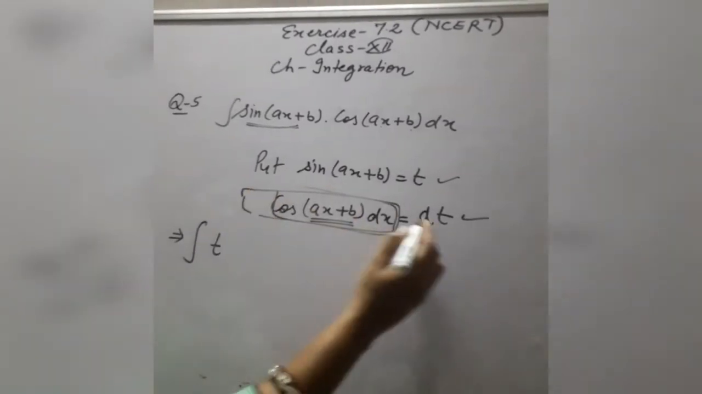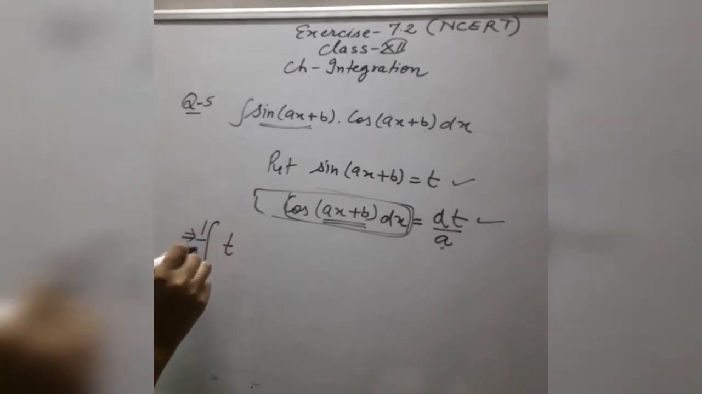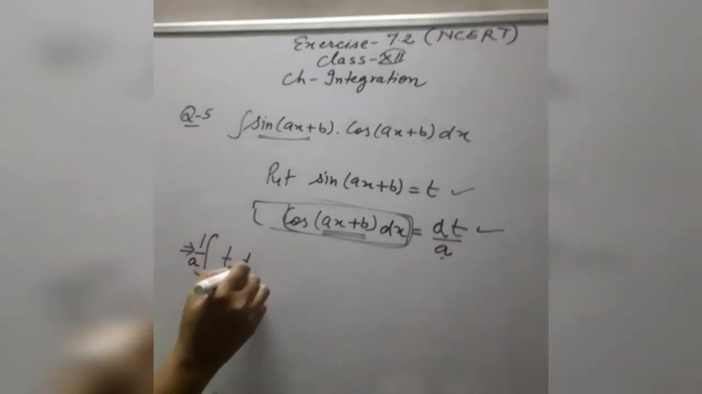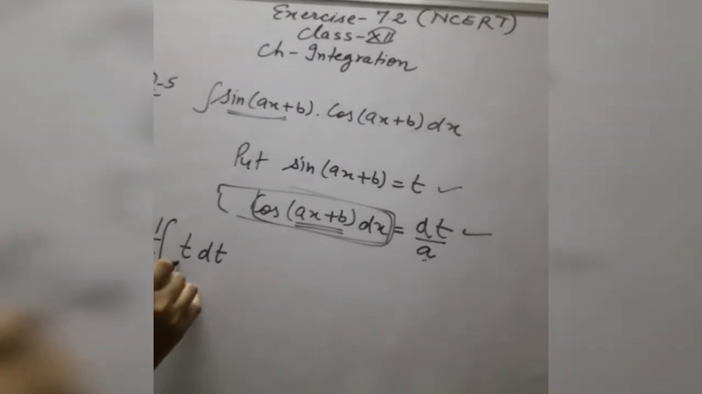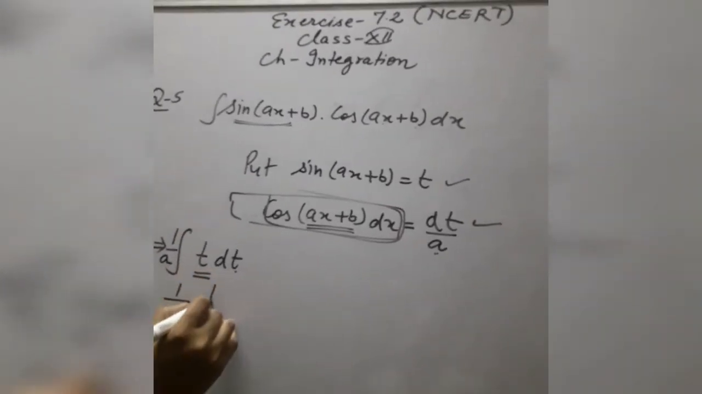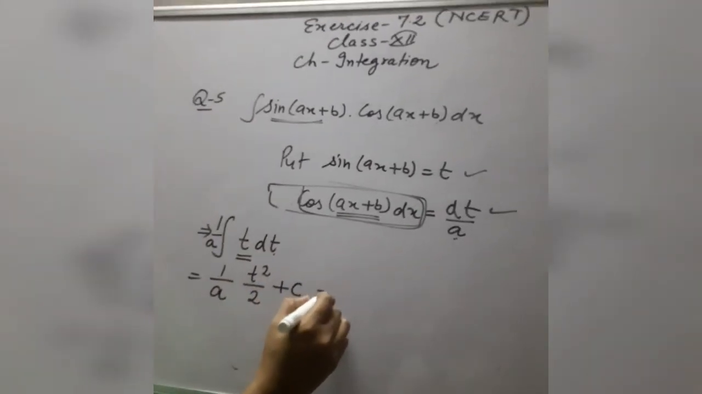This is equal to dt by a, and a is a constant term, that's why you can take this 1 by a outside the integration and write down t here. This 1 by a remains as it is. Integration of t with respect to t is t square by 2 plus integration constant c.